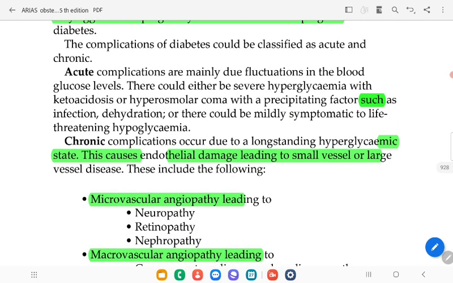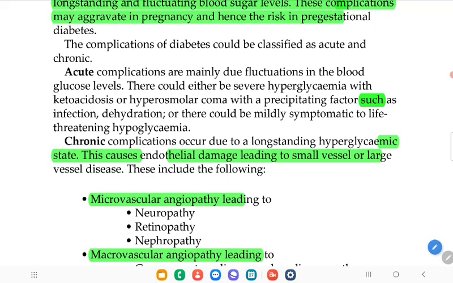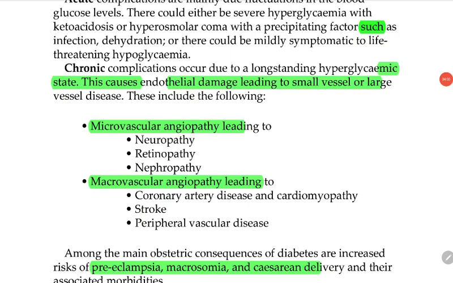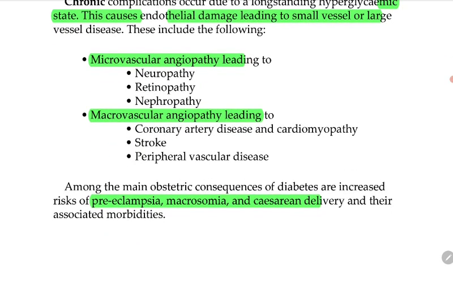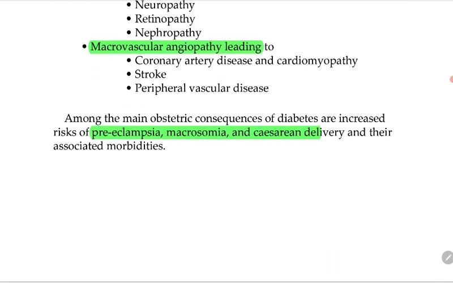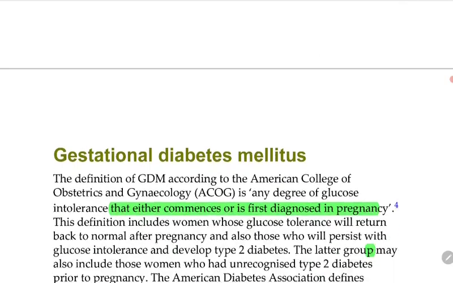The chronic complications occur due to a long-standing hyperglycemic state. This causes endothelial damage, leading to small vessel or large vessel damage. If it is a small vessel, that is microvascular, it can be neuropathy, retinopathy and nephropathy. In macrovascular, it is coronary artery disease, cardiomyopathy, stroke and peripheral vascular disease. Among the main obstetric consequences of diabetes are increased risk of preeclampsia, macrosomia and cesarean delivery. There are associated morbidities. Okay.